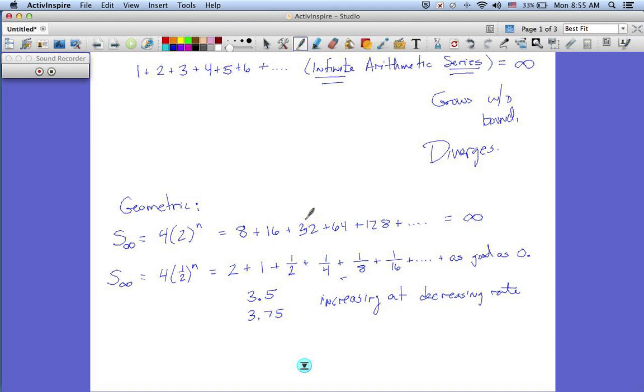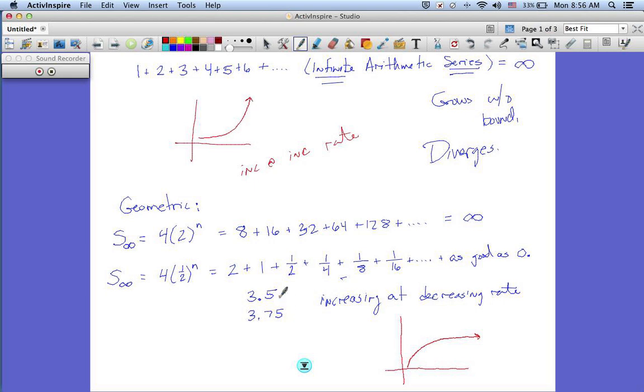These guys, I was adding more and more each time. They were increasing at an increasing rate. Right, I kept adding bigger numbers each time. Here I'm adding smaller numbers each time. So I'm increasing, but at a decreasing rate, as opposed to increasing at an increasing rate.